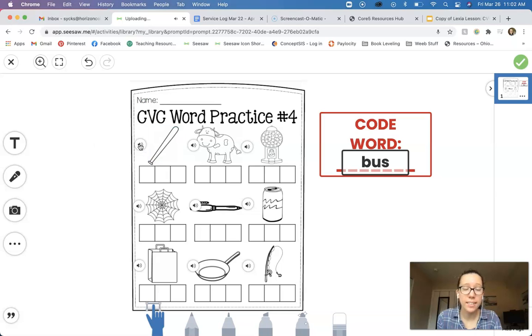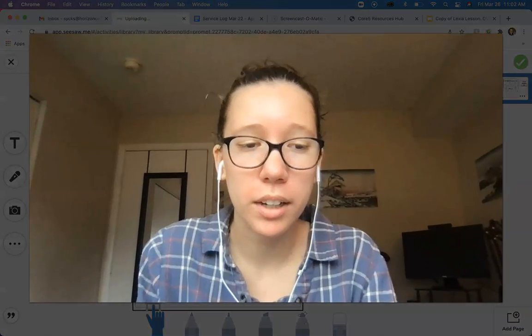Okay, so I was right. This is the word bat. I would then need to use my text tool or my drawing tool to write the word bat underneath the picture. Bat. You're going to do that with each of these pictures until they're all done, and then you can click the green check mark to turn in your work.